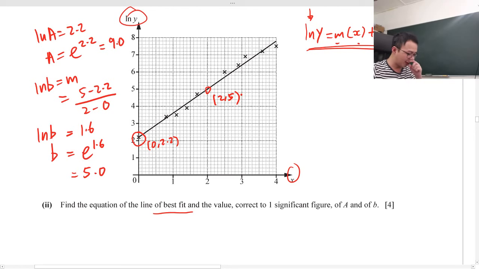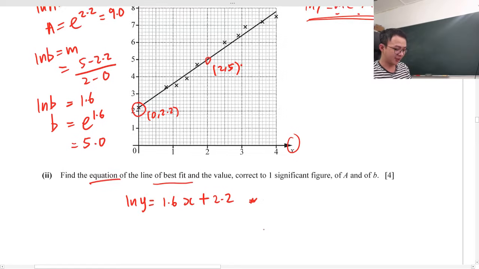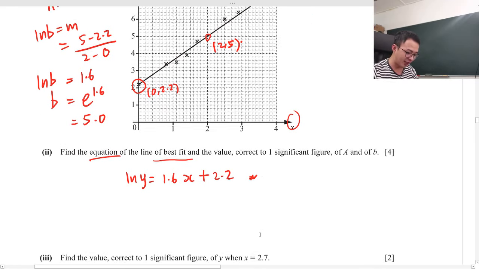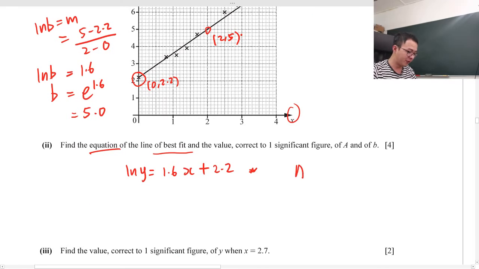Okay, but I want to write out the equation, so I will say ln y equals to my gradient is 1.6, right? 1.6x plus 2.2. Right, I guess this is the thing. Yeah, because the question asked us to find a value for a and b, right? So therefore my a is 9.0, my b is 5.0. Alright, should be quite easy.